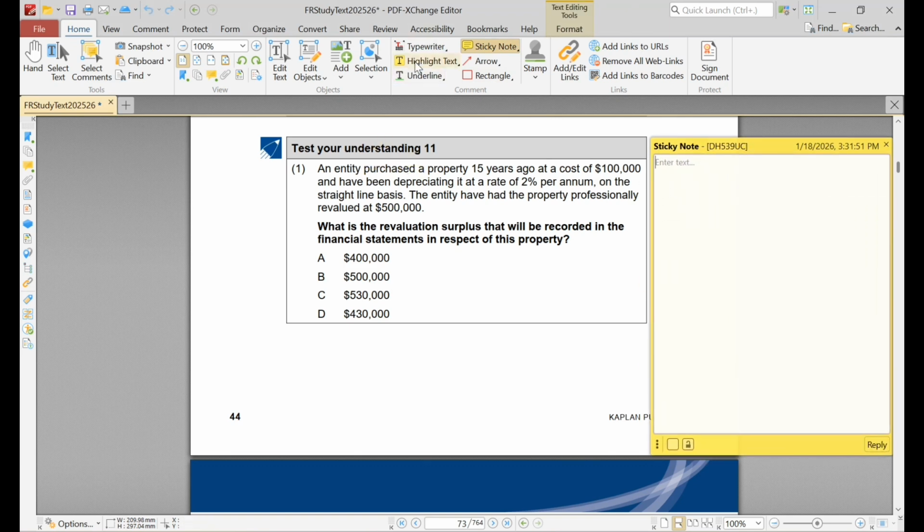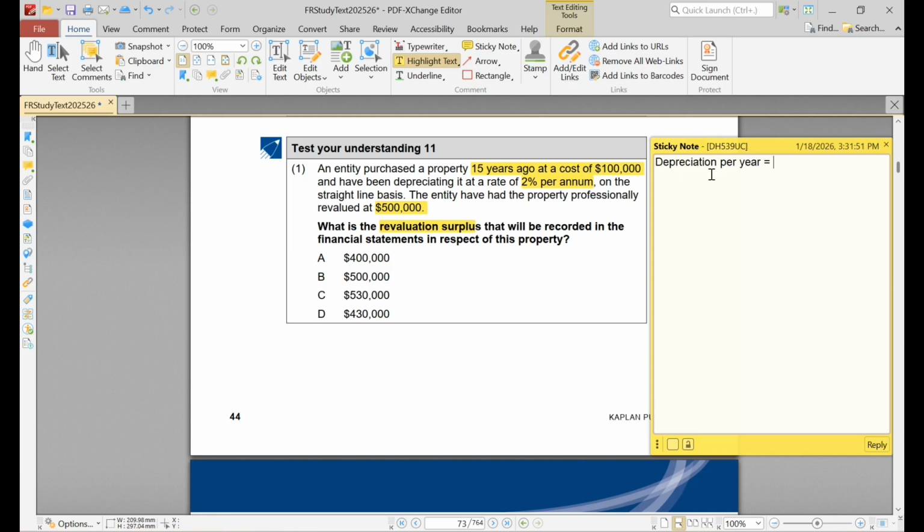An entity purchased a property 15 years ago at a cost of 100,000 and has been depreciating it at a rate of 2% per annum on a straight line basis. The entity has had the property professionally revalued at 500,000. What is the revaluation surplus? Now, it was purchased 15 years ago. So revaluation surplus is the revalued amount minus the carrying amount. So first we need to find the carrying amount. The cost was 100,000 and it has been depreciated for 15 years. First, let's calculate the depreciation per year.